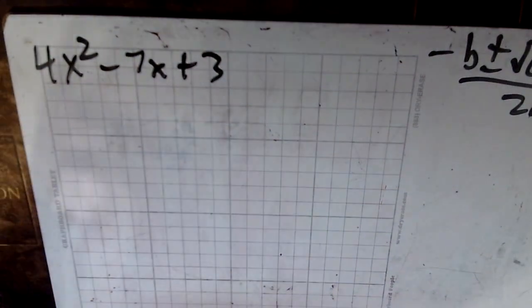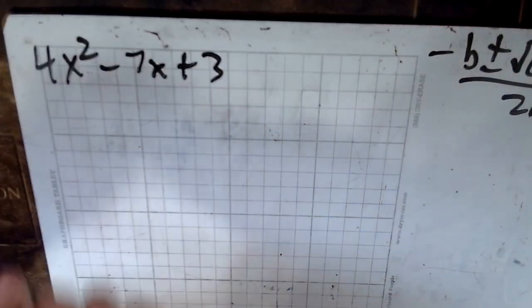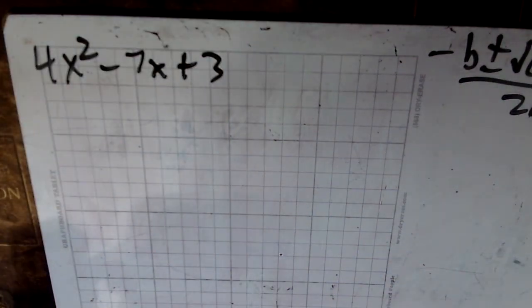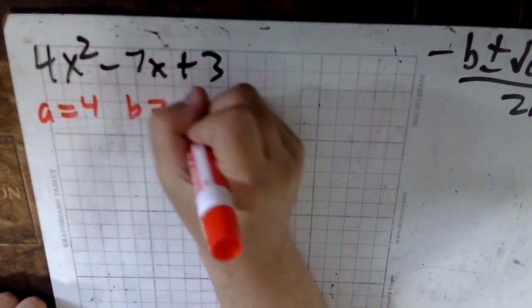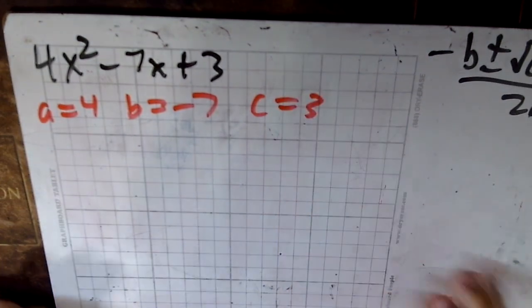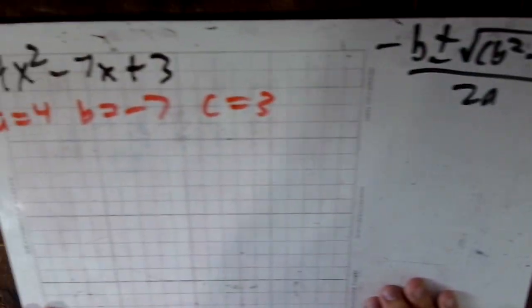I'm going to change colors right now. A will always be our first term, our first coefficient. So a is 4, b is our second, b is minus 7, and c is 3. Right? And so we start plugging into this.